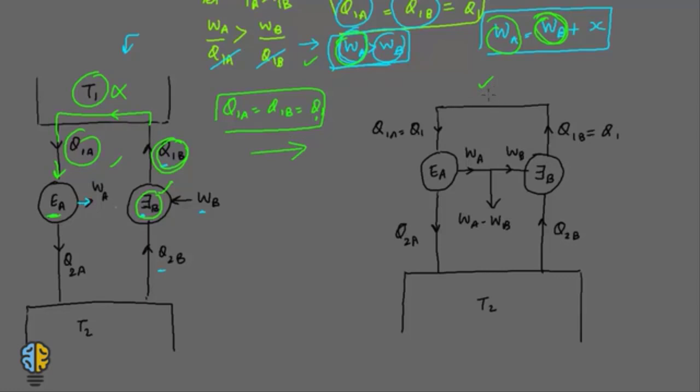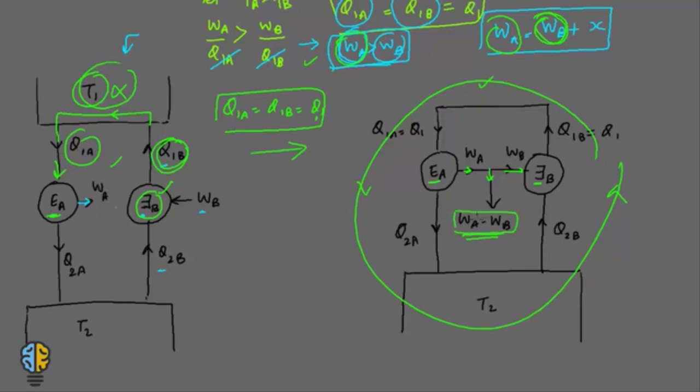So now we have eliminated the temperature source T1, and the net result of this is that the heat engine EA and the reversed heat engine EB together constitute a heat engine which is operating in a cycle. So this is a cycle in which this is rotating, the combination of the two. And it produces a net work WA minus WB, because a part of WA is fed to run the reversed engine, and whatever is left is the net work output of this heat engine.